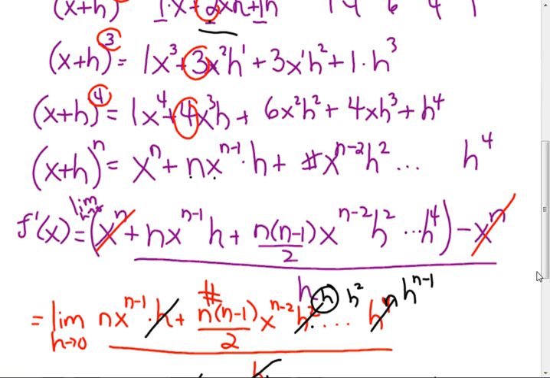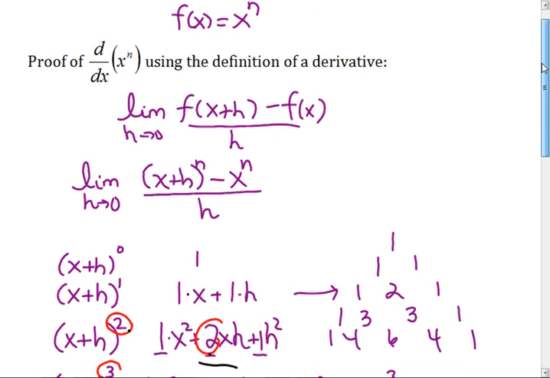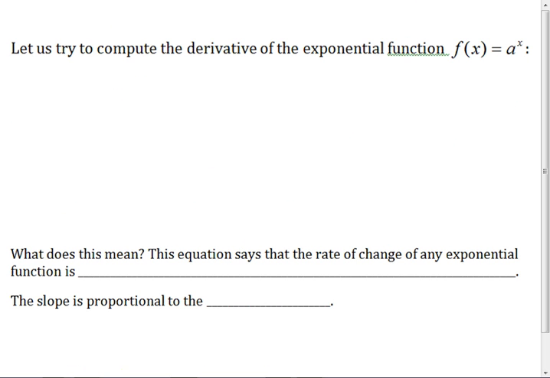Now, that requires the binomial theorem. We haven't done that, so that's part of the problem. Okay. I just think that's kind of neat to see that.